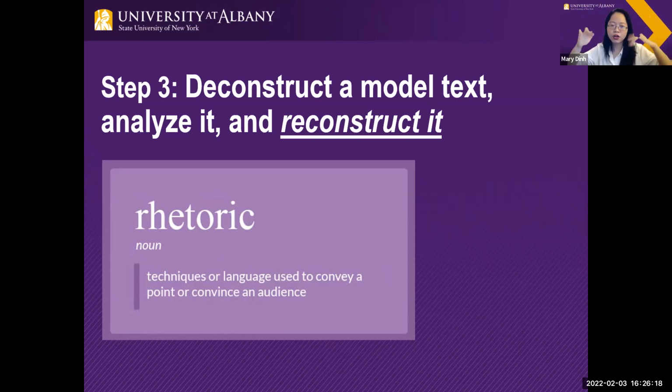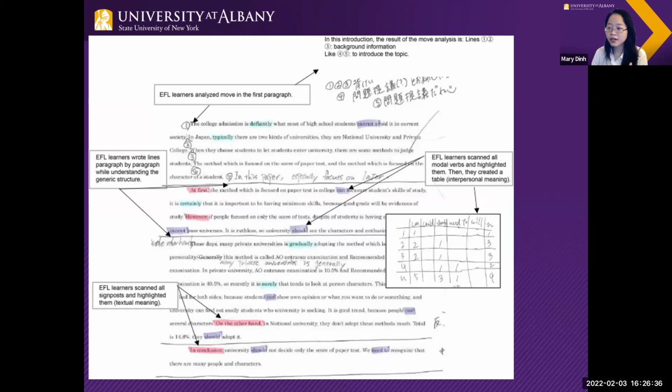So, okay, the next step after you work with your mind map and your process of writing, and then you work on understanding that you need to build a flow in your essay, is to have a model text, and then you analyze it and reconstruct it to build your essay. It will look something like this.